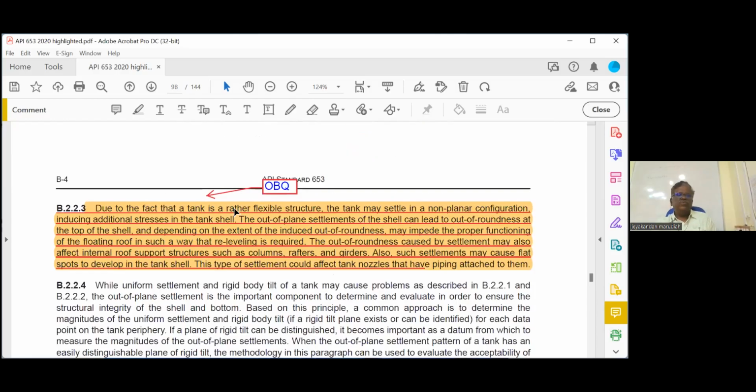Next page, B2.2.3. Highlight this one. Due to the fact that a tank is a rather flexible structure, the tank may settle in a non-planar configuration. It will not settle uniformly everywhere. Some areas of the shell may be settling, some areas may not. Inducing additional stresses in the tank, the out-of-plane settlement of the shell can lead to out-of-roundness at the top of the shell, and depending on the extent of the induced out-of-roundness may impede the proper functioning of the floating roof. Again, with the out-of-roundness, the floating roof will be affected. That is open to question.